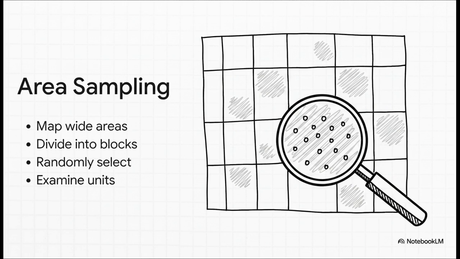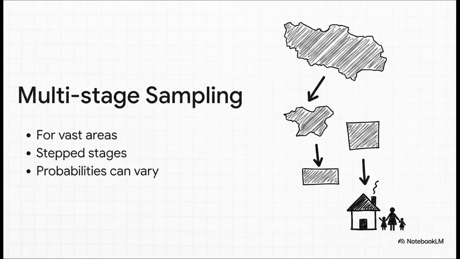You take a massive map, divide the total area into smaller manageable blocks, and then randomly select a suitable number of those blocks. Once you've picked your specific areas, you go in and examine all the units within them. It completely saves you from having to zigzag randomly across an entire continent. But what if the scale is truly gigantic, like a national census?